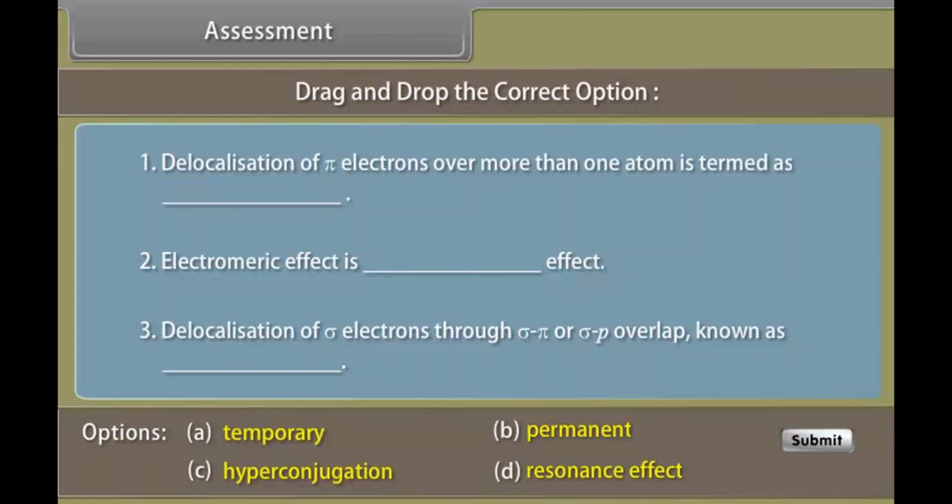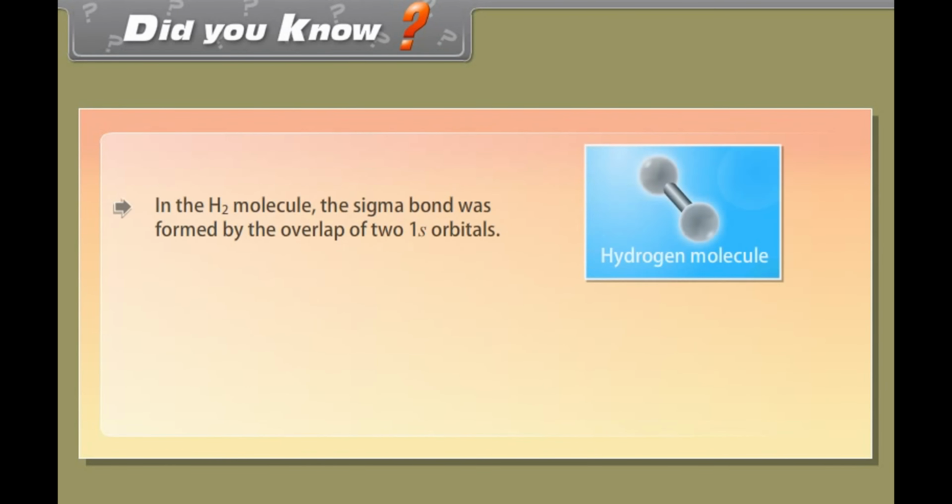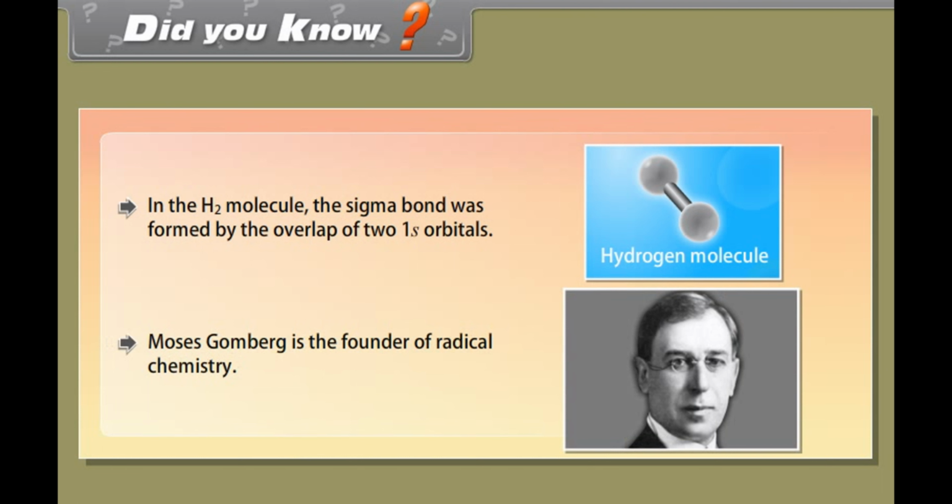Assessment. Before proceeding further, let us know how much you have learnt. Drag and drop the correct option. Did you know? In the hydrogen molecule, the sigma bond was formed by the overlap of two 1s orbitals. Moses Gomberg is the founder of radical chemistry.